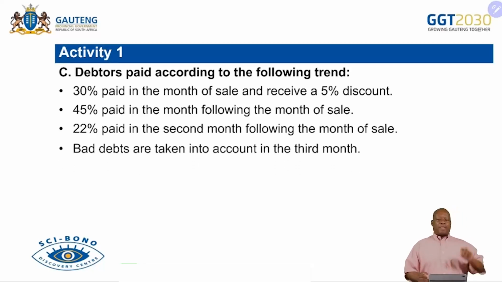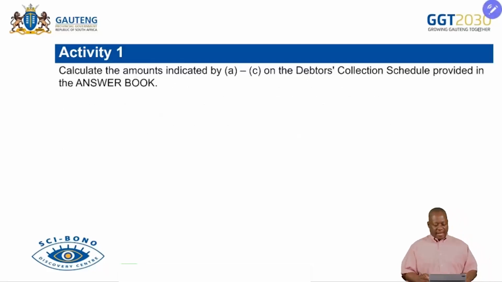And they are saying here, bad debts are taken into account in the third month. So they are simply saying here, after collecting 97%, you can see how I got 3%, right? Adding all the percentages, adding up to 97%, but we need 100% in total, right? So the missing 3% is the one that is going to be declared as bad debts. So after 3 months, we are going to say, this amount is never coming to us. Let's write it off as bad debt.